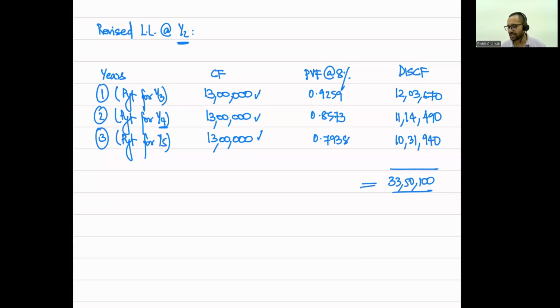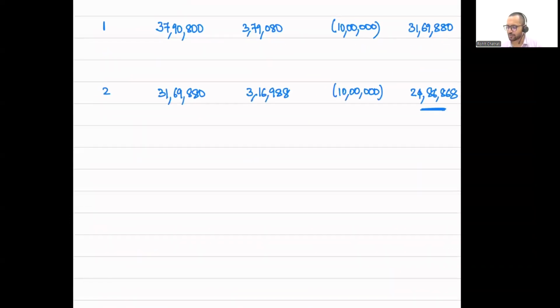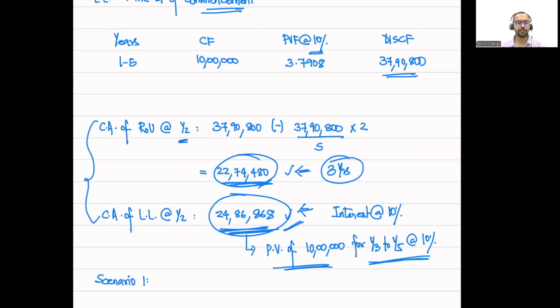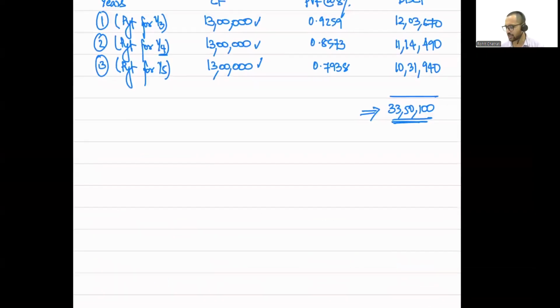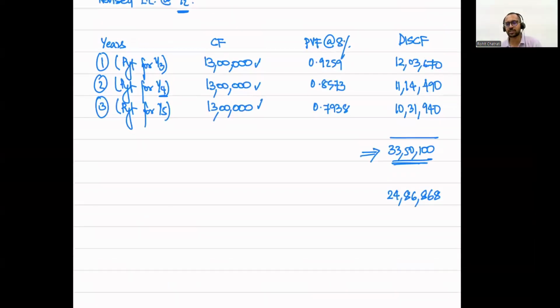All right, so the revised lease liability at the end of year two that should exist in the books of accounts is 33 lakh 50,100. I have a carrying amount of lease liability in my books of 24 lakh 86,868 at the end of year two. Let me write it down. I have 24 lakh 86,868. I have to have a lease liability of 33 lakh 50,100.